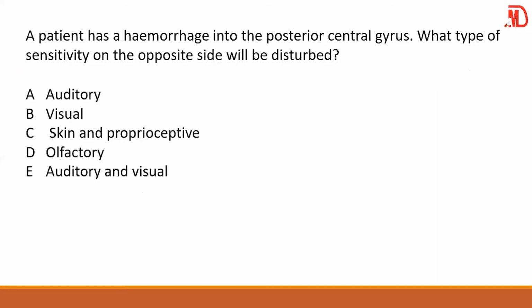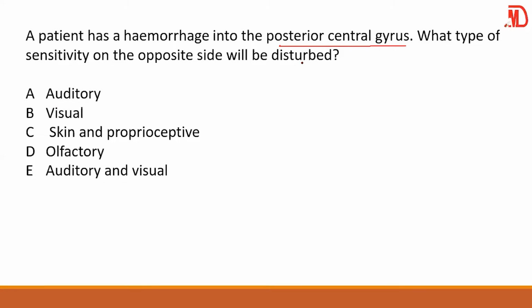A patient has a hemorrhage that is bleeding in the posterior central gyrus. If you can remember, I made mention of the different lobes and what they cause, like the temporal lobe, the occipital lobe, the frontal lobe, the precentral gyrus, the postcentral gyrus. I talk about it, but this is referring to what? The postcentral gyrus. So what type of sensitivity on the opposite side will be disturbed?